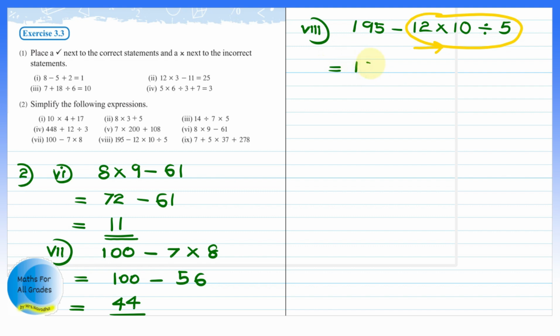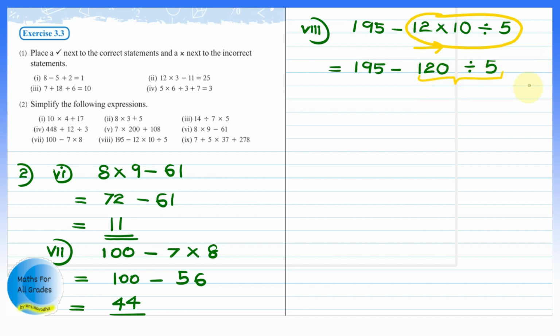Write down 195 as it is. 12 times 10 equals 120. Divide 5. Here we have done only the multiplication part. Now you got subtraction and division. Then we go for the division first.